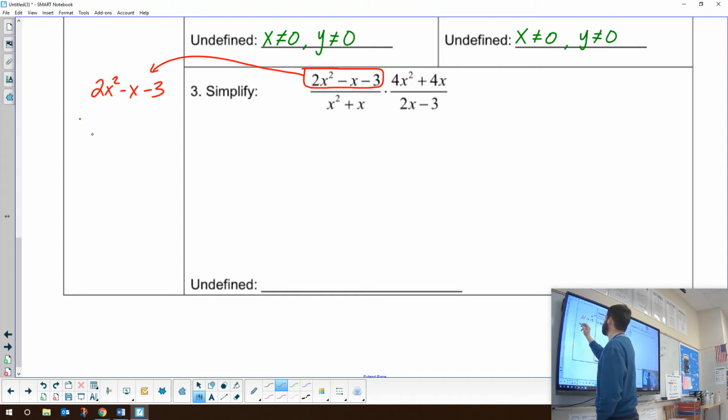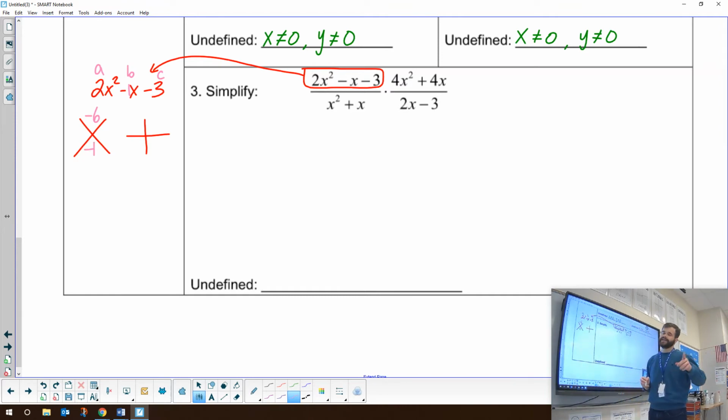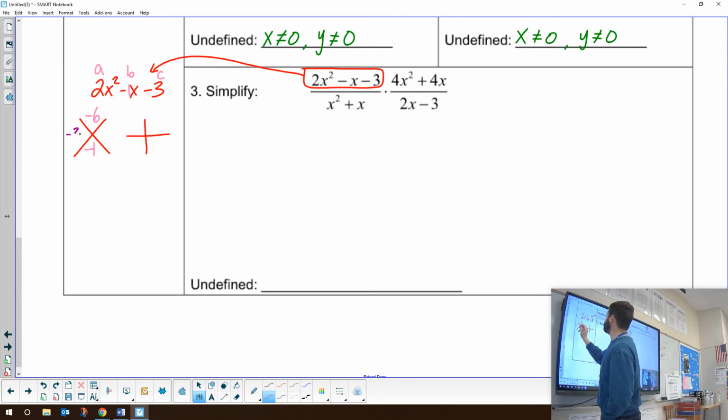So in 3 terms, we're going to factor by using the x and plus method. Remember, this is my a. We have a b of -1 and a c of -3. So we go a times c on top, so I'm going to have negative 6 on top. On bottom, we have negative 1. So we're going to think of two numbers that multiply to equal negative 6, but add to equal negative 1. And those two numbers are negative 3 and 2.